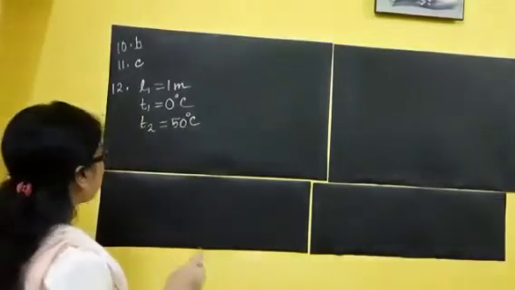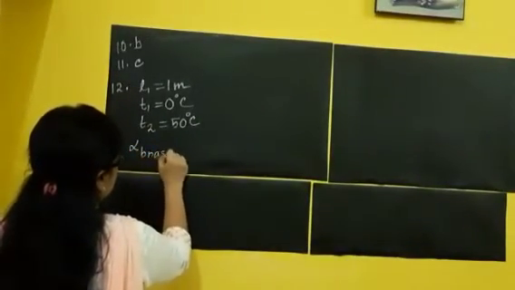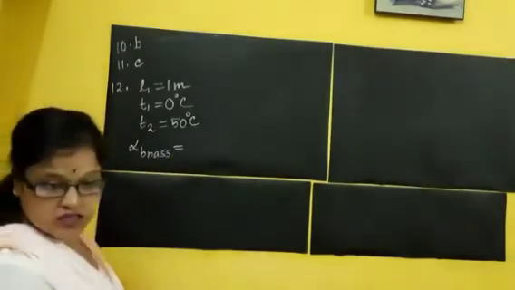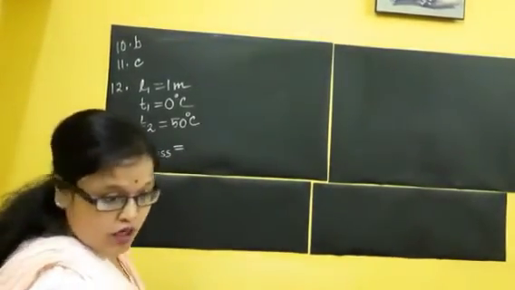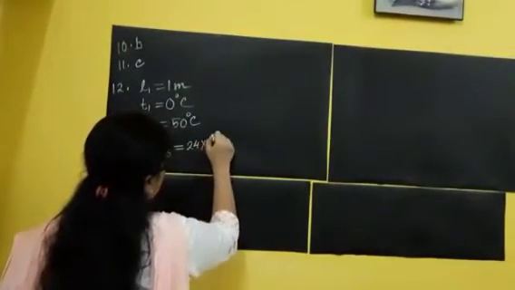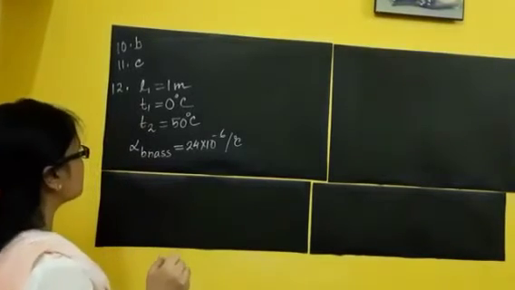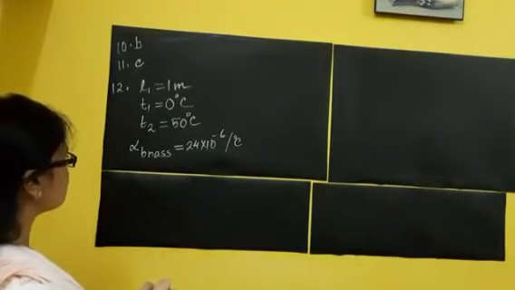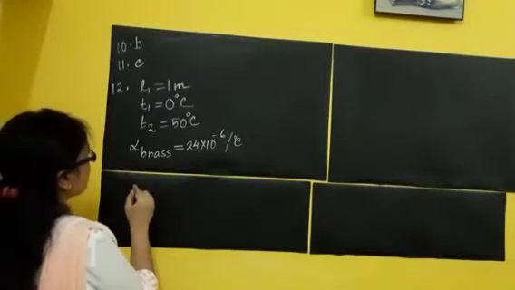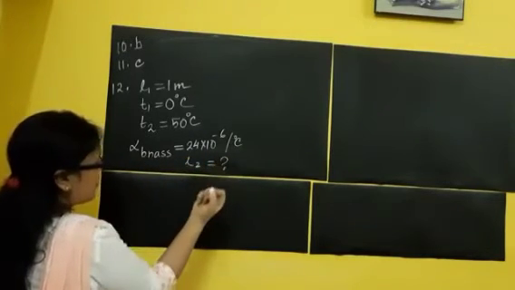Before going that, let's write alpha. Alpha brass given is 24 into 10 to the power minus 6 per degree Celsius. So L2 I need to find out. L2's value I don't know.